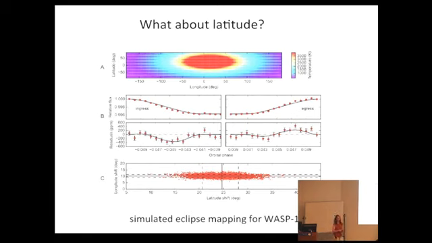For which? For WASP-12? I don't remember. I can send you the paper. Less than 100 ppm for sure, though. Probably about 50 per channel. Yeah.